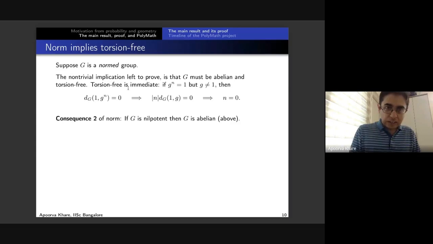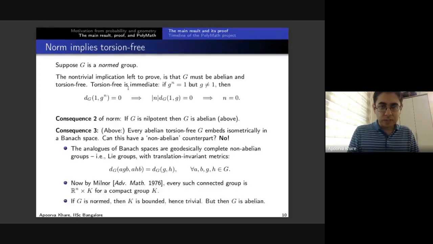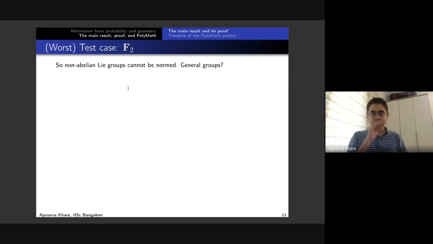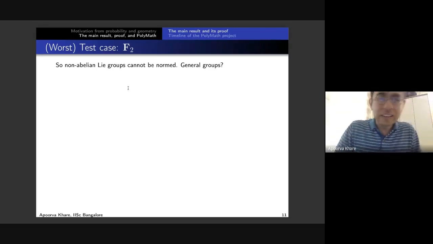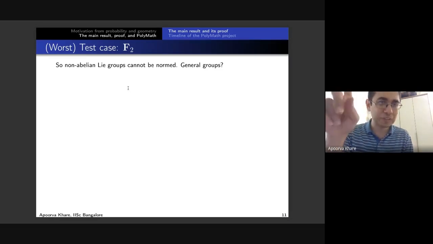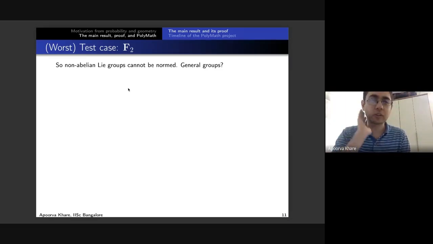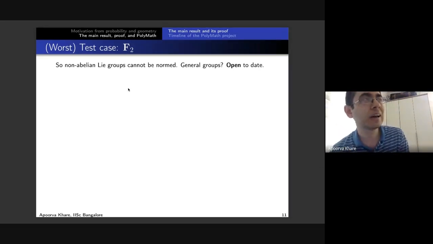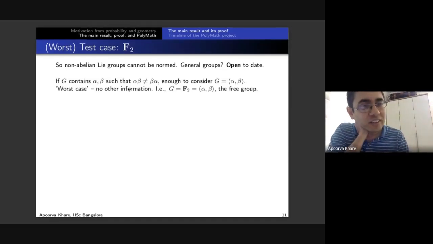So, okay, let me skip these norms. This is the thing about this Milnor business. Anyway, there are some technical things, let me skip that. But what we sort of said is non-abelian Lie groups cannot be normed. That's the result that Milnor had proved. On the other hand, free monoids can always be normed. So what about general groups? This was open until this problem got solved in December 2017 or January 2018.